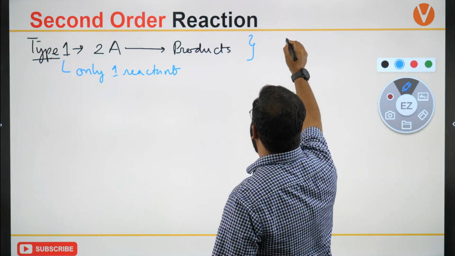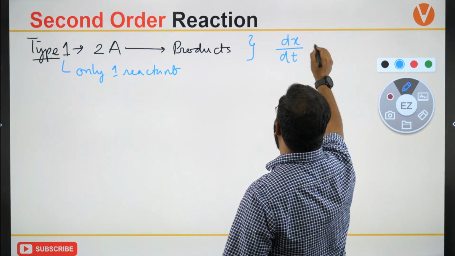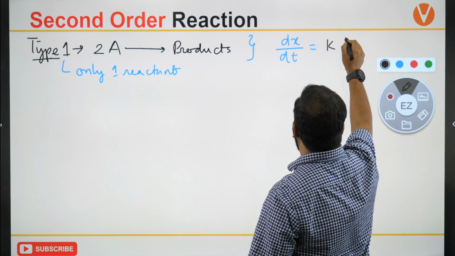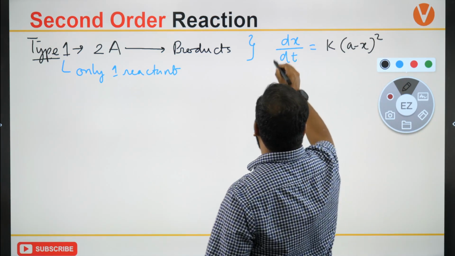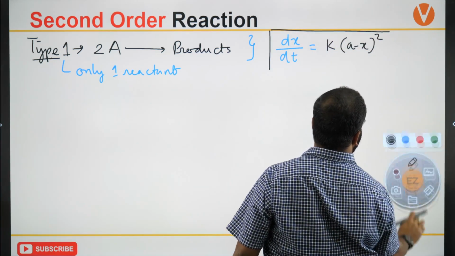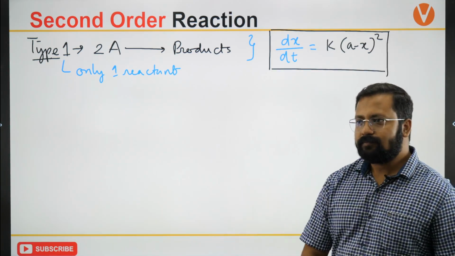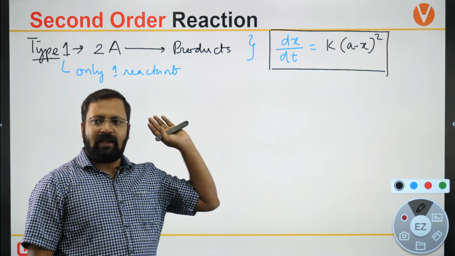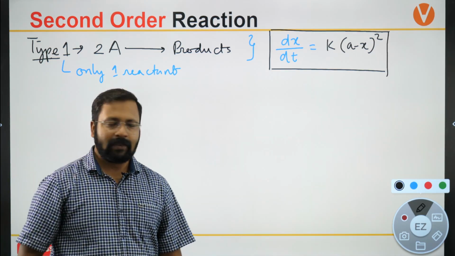If we have only one reactant, I have this expression. For this expression, I will write dx by dt is equal to k a minus x to the power 2, isn't it? I will write it like this. I'll have to integrate, solve this and get the answer. Okay?